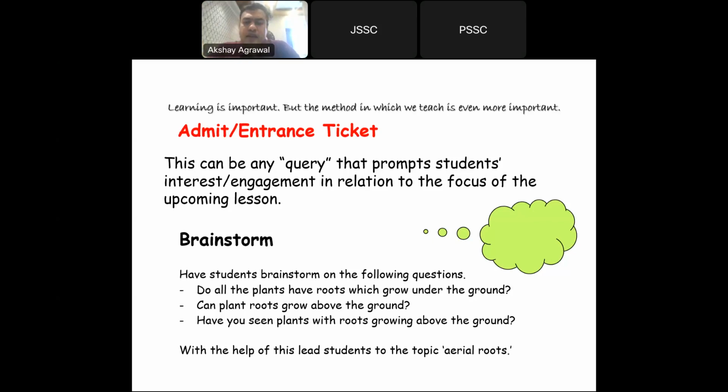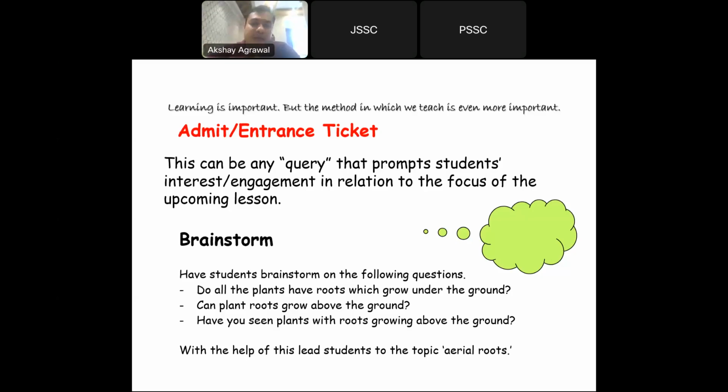So if you see what can be some brainstorming questions, I've just put in some, and then I've come down to the question and the thought process: do all plants have roots which grow under the ground? Can plant roots grow above the ground? And if yes, where, what, and how you have seen them? Have you seen plants with roots growing above the ground? So you have even asked them, have you seen something like this? And if they say yes, where, what, you can ask them to show you, tell you where they have seen something like that.